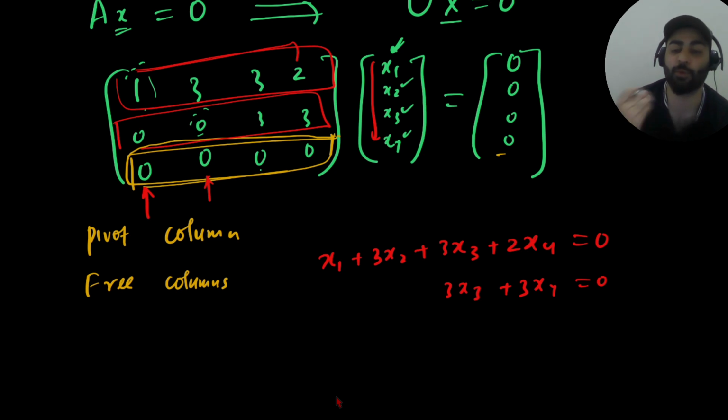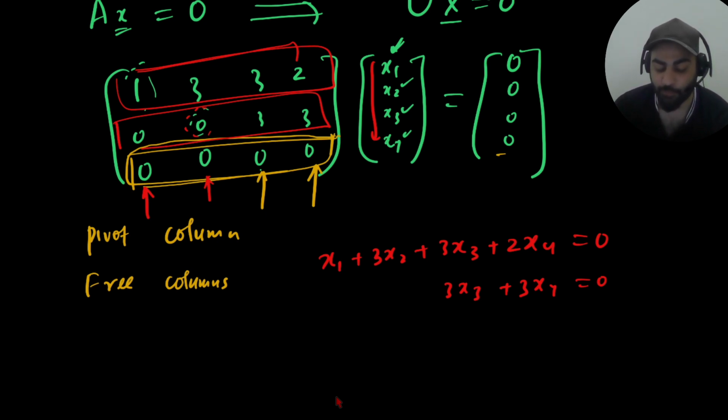columns, because they are the ones in which our pivot is there, and these two are free columns. These two are free columns. What I mean by free columns is that I can put any value in there. So I can put any value in, let's suppose in x3 and x4, and I can get the values of x1 and x2, and let's suppose I'll take like this.